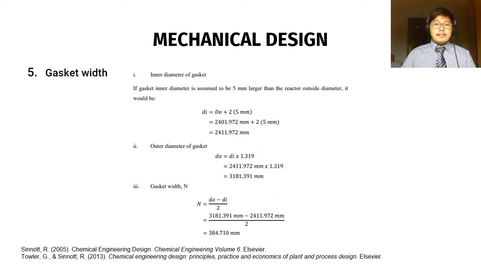Gaskets are mechanical seals which fill the space between two or more mating surfaces, generally to prevent leakage from or into the joint objects while under compression. In order to calculate the width of the gasket, certain information is required, such as the outer diameter of the reactor, along with inner and outer diameter of the gasket.